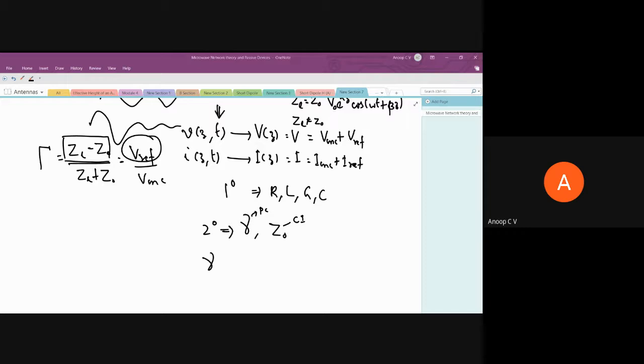The answer is root of ZY and root of Z by Y. Yes, right. Okay. Maybe I should tell right now RLGC, and maybe I can tell Z also, right? So I'll tell about Z also now.